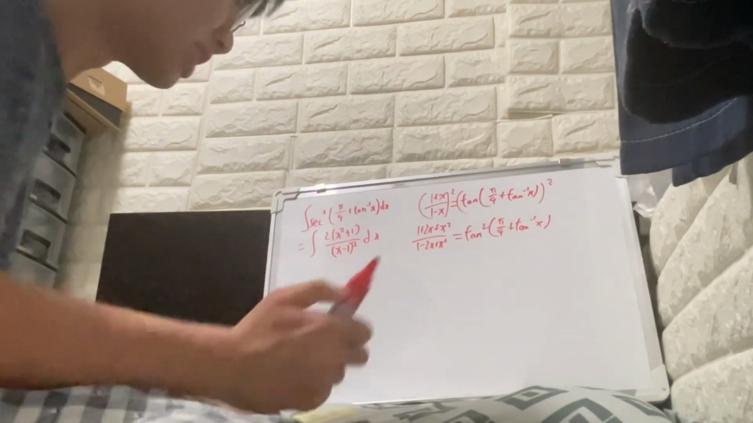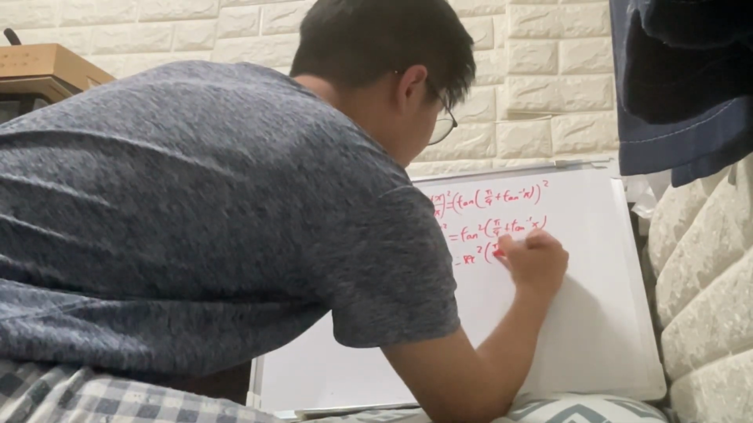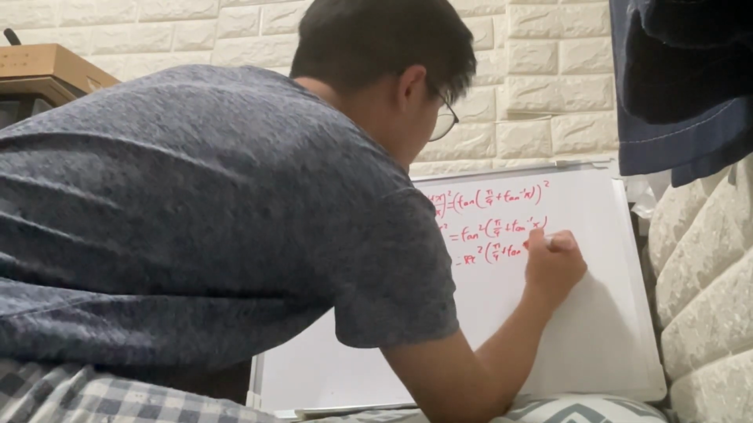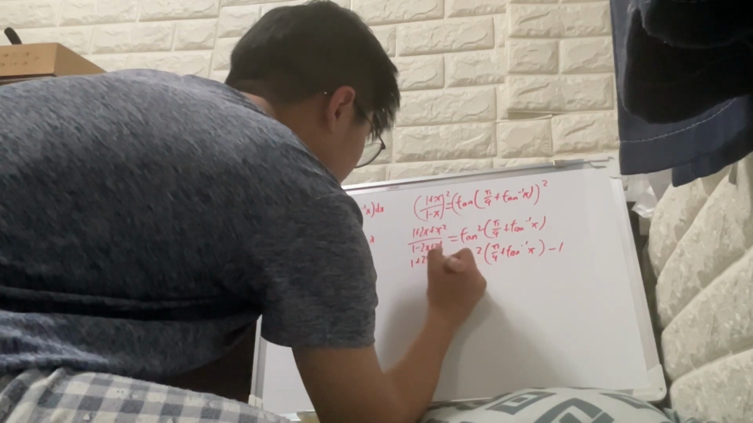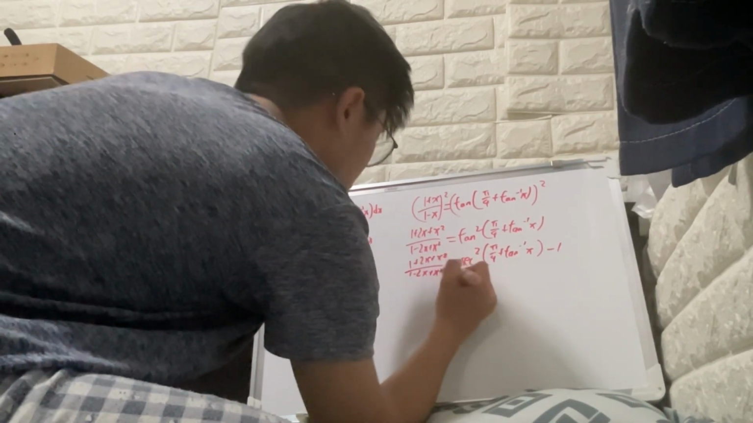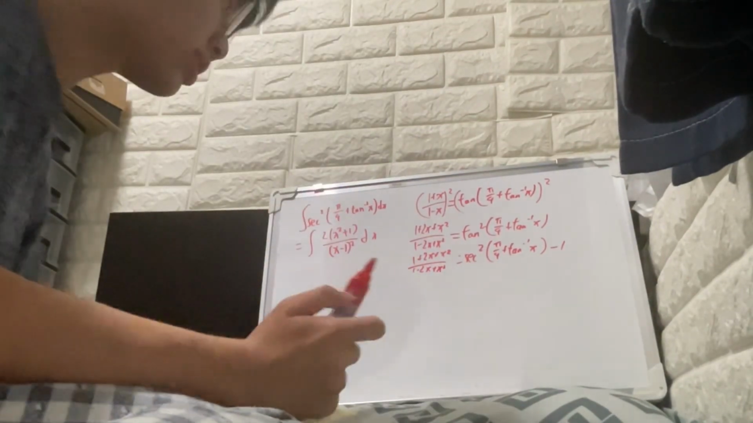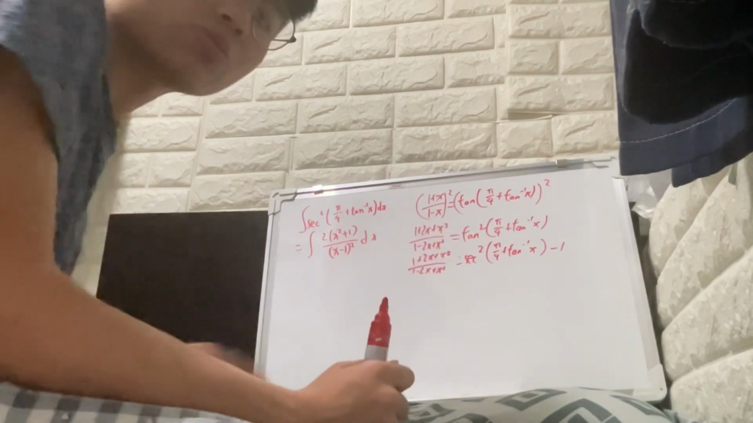We can change it into secant square, right? Secant square of pi over 4 plus inverse tangent of x, and then minus 1 will be equal to that, but here is the identity. The left hand side gets this over 1 minus 2x plus x squared, and then add 1 on one side, so you can get a secant in terms of secant square here.